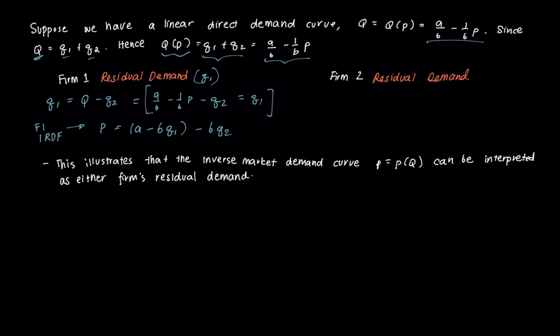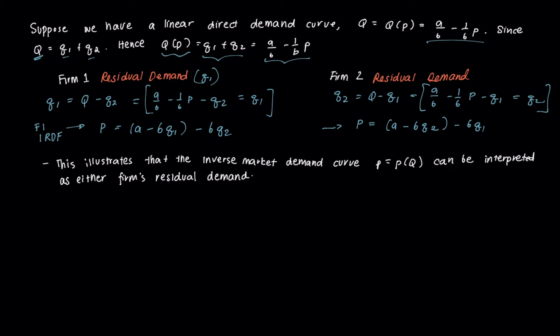Then we do the same procedure for firm 2. Q2 is equal to Q minus Q1, which is A over B minus 1 over B times P minus Q1. If we rearrange everything in the bracket, P is equal to A minus B Q2 minus B Q1. Notice that this one is the same. The price that is charged in the market is the same, and it's some function of the total output, which is Q1 plus Q2.